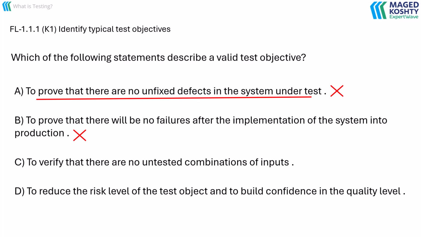Option C, to verify that there are no untested combinations of inputs. This is against the 2nd principle. Exhaustive testing is impossible, as it's impossible to test every combination. That will leave us with option D. To reduce the risk level of the test object and to build confidence in the quality level, which is a legitimate testing objective. So the correct answer is D.